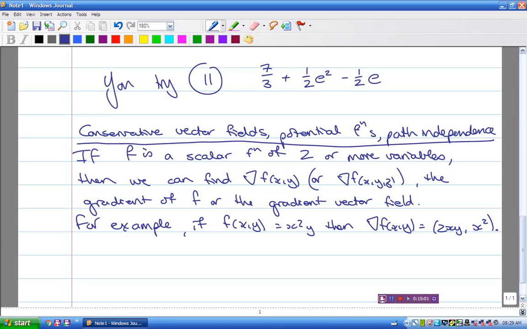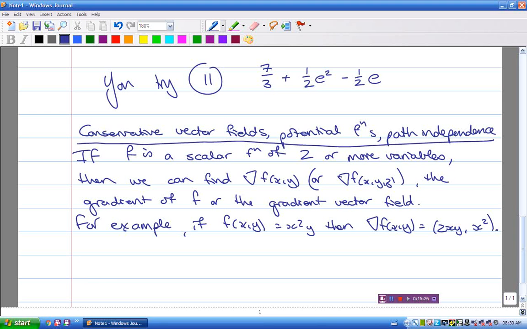You can sometimes do the opposite. Given a vector field, you can interpret it as a gradient and you can figure out what little f you differentiated in order to get that vector field. And sometimes you can do that and sometimes you can't. And if you can do that, you call the vector field a conservative vector field. And if you can't do that, you say it is not a conservative vector field.